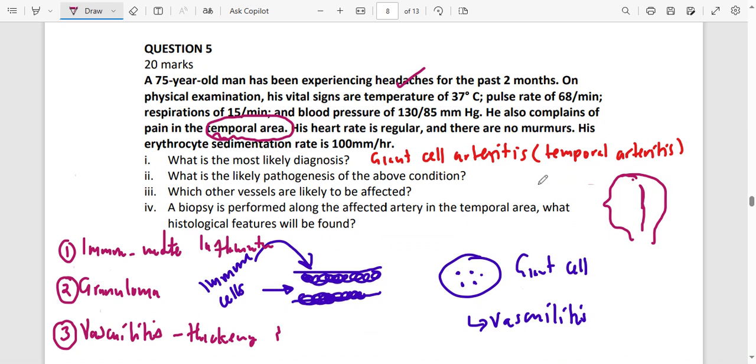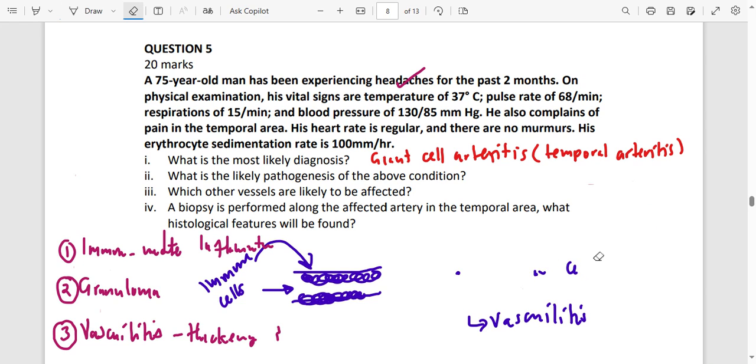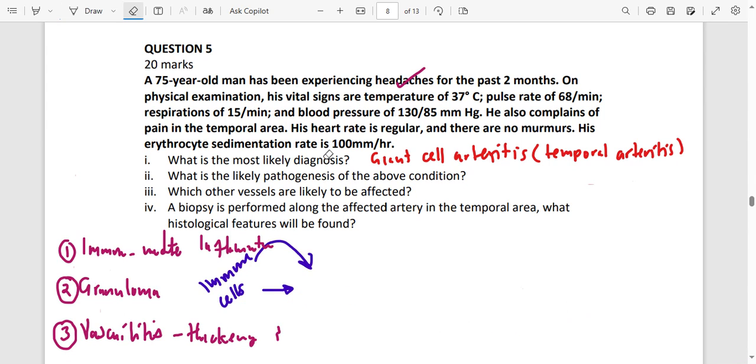Okay. So anyone that can mention other arteries that can be affected? Anyone? Or the vertebral arteries. Yes, vertebral arteries can be affected. Oh, the facial. Okay.